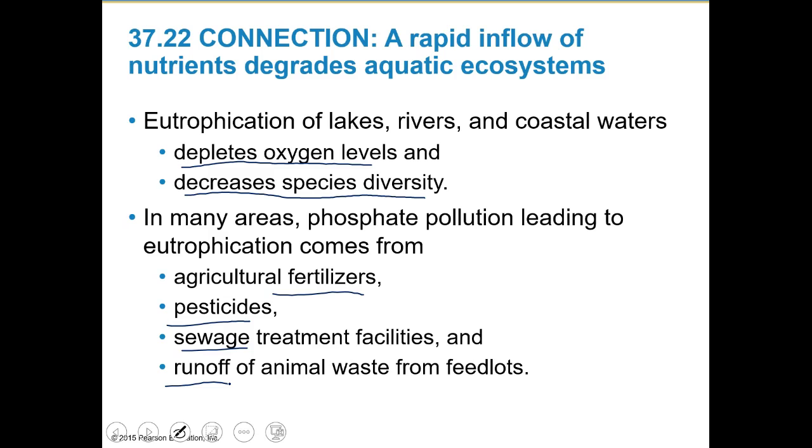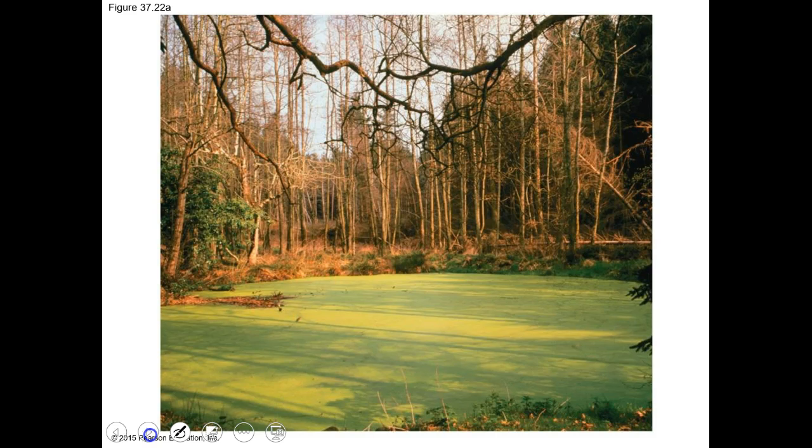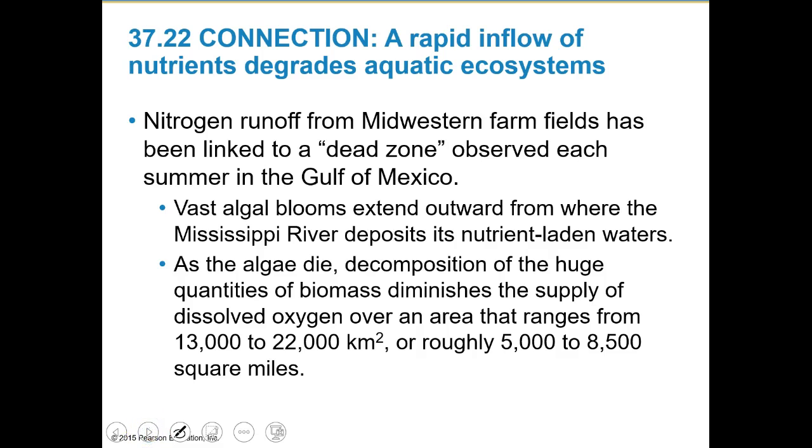So lots of things can kind of make that one happen. All right, we can look at cyanobacteria a little bit later, but that's sort of what it would look like, is that if this one had an influx of nutrients, well, then we'd have maybe an algal bloom at this level. Nitrogen runoff in the Midwestern farms has been linked to what's called a dead zone, observed each summer in the Gulf of Mexico. Vast algal blooms extend outward where the Mississippi River deposits its nutrient-laden waters. As the algae die, decomposition of huge quantities of biomass diminishes the supply of dissolved oxygen over an area that ranges from 13,000 to 22,000 kilometers squared, or roughly 5,000 to 8,500 square miles.